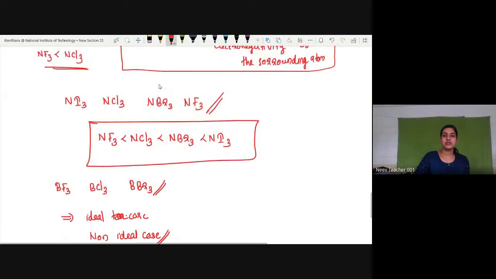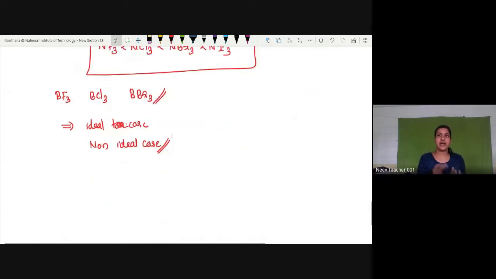This is the case where nitrogen is having one lone pair, right? In ideal cases, when we discussed trigonal planar, tetrahedral, pentagonal bipyramidal, trigonal bipyramidal, octahedral and all these things, I told you the repulsion is the same, and they will arrange in space in order to minimize repulsion.